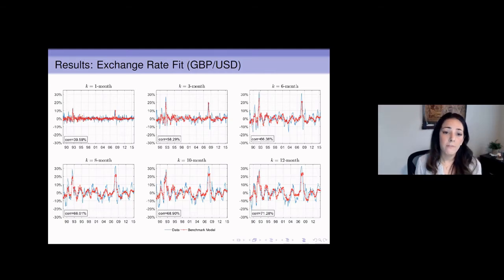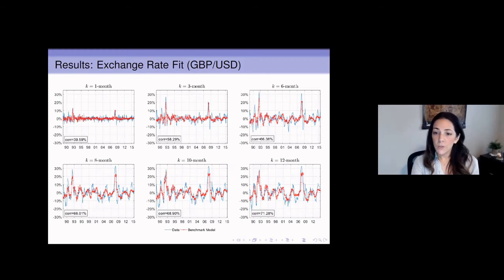Notice that even though the fit of the model is not as good in the short end, as we go further and further into the future, we are able to average out the noise and focus more on the signal that is being extracted from the yield curves, and the fit of the model improves substantially. So if we focus on the 10 or 12 month fit, for example, we can see that the model is generating enough variation every time that exchange rate moves, and we see that the fit of the model is much better. So this was for the British pound US dollar exchange rate.